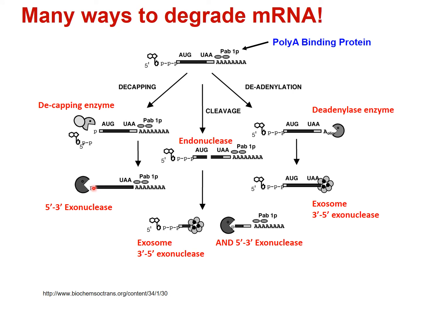So what happens on the other end? There are also enzymes all the way over here, deadenylase enzymes, that can degrade the poly A tail. So most of the poly A tail is gone at this point, and it started out like this. When that poly A tail gets removed, this becomes the target of another kind of exonuclease, a 3' to 5' exonuclease called the exosome. It's a multi-subunit protein, and this exosome will degrade the messenger RNA coming from the 3' end.